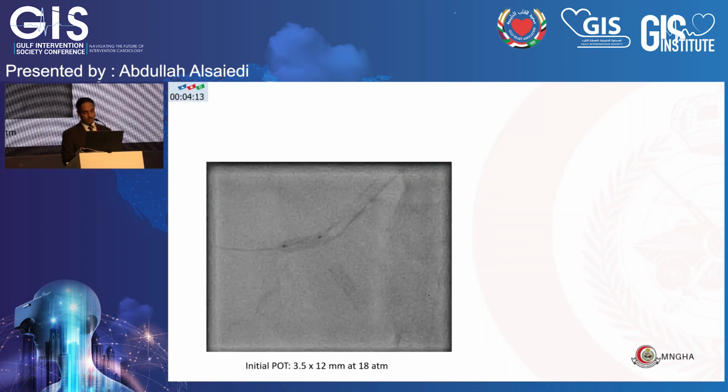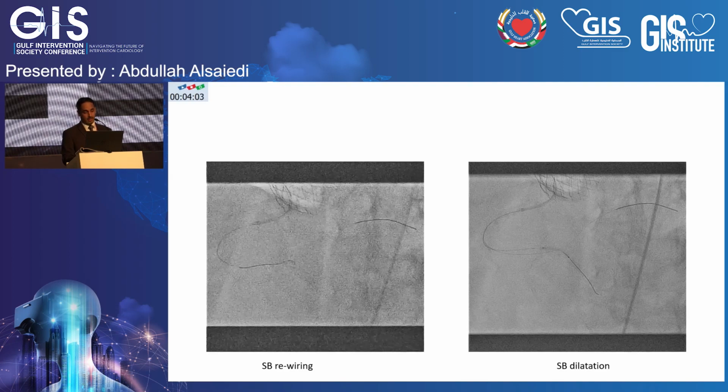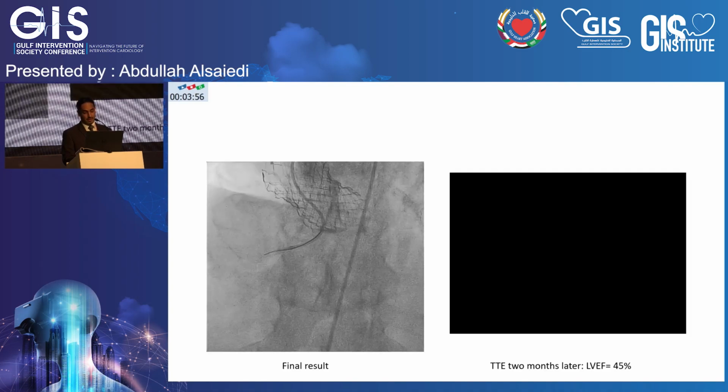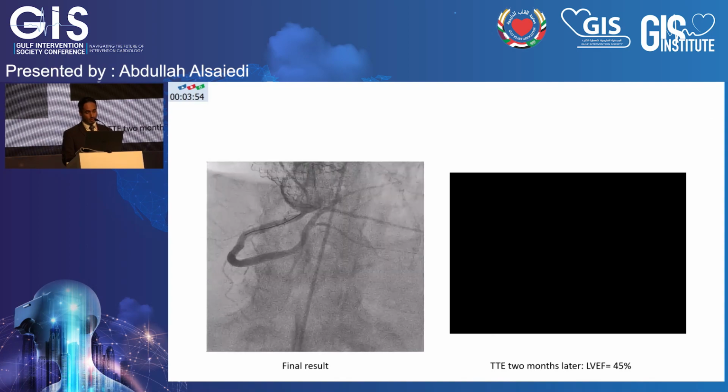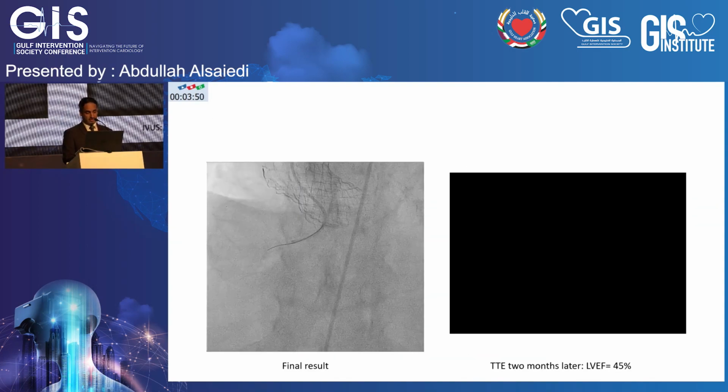So back to our patient, we did initial pot with a 3.5 by 12 millimeter balloon. Then we did the rewiring of the PDA. We did side branch dilatation. And after that, we did the final pot using 3.5 by 12 millimeter. And this actually didn't work. So we accepted the final result because we didn't have any option at this stage.